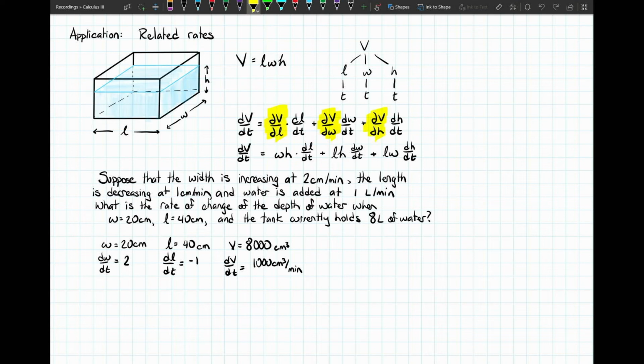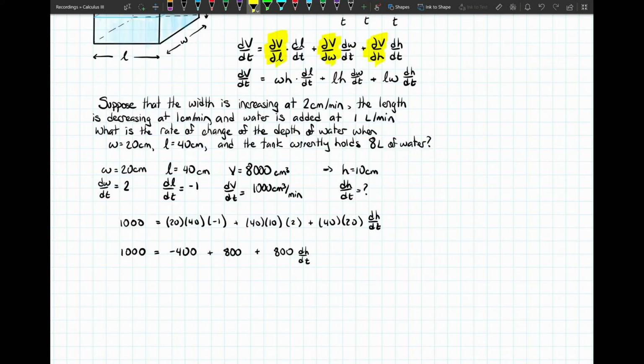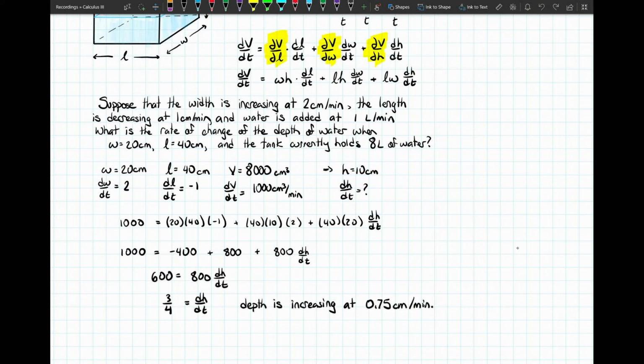If you go ahead and plug in 8,000 for our current volume, 20 centimeters for our current width, and 40 centimeters for our current length into our classic formula V equals LWH, then we can at least solve for H and get a height or depth of water of 10 centimeters. Now it just involves a little bit of algebra to go ahead and solve for dH/dt. You should end up finding that dH/dt is equal to 3/4. And since that's positive, that tells us that the depth of water is increasing at 3/4 of a centimeter per minute.